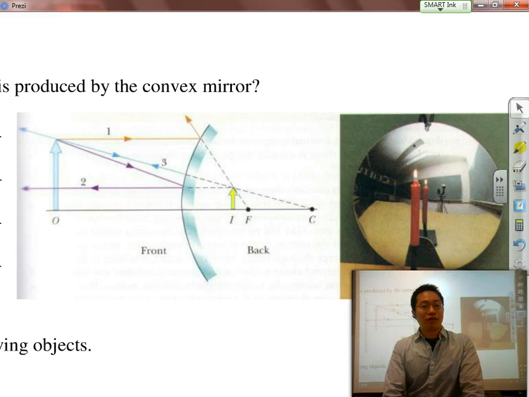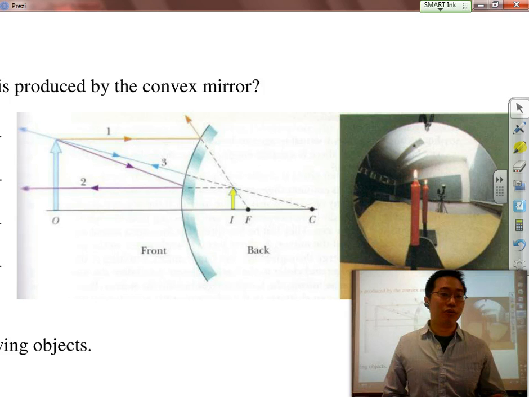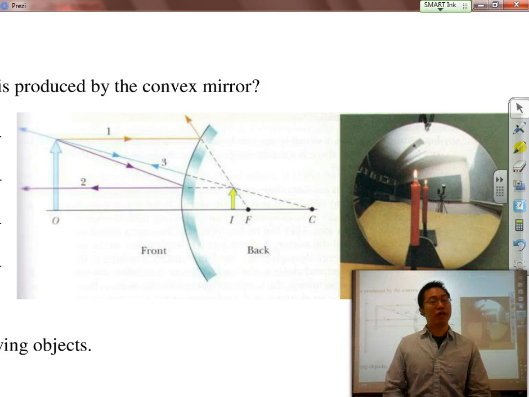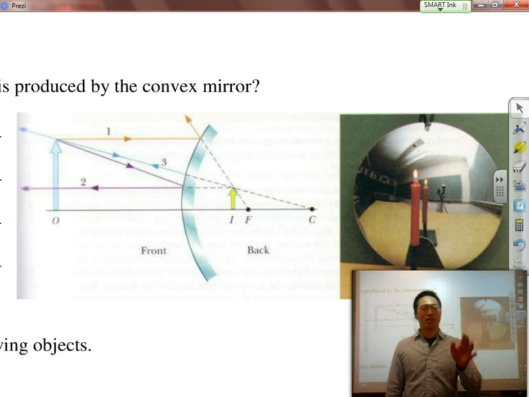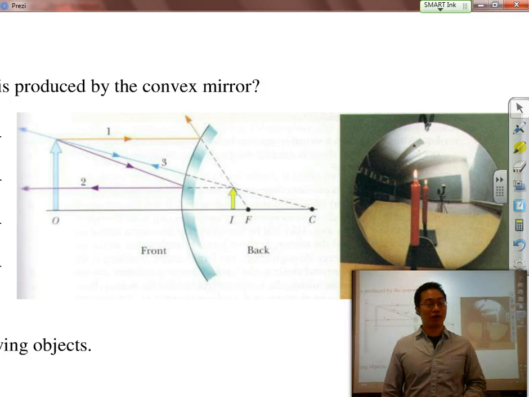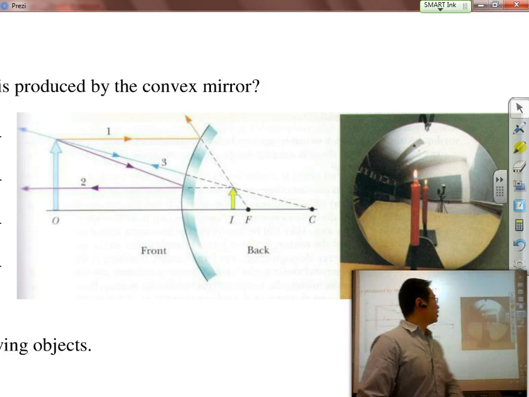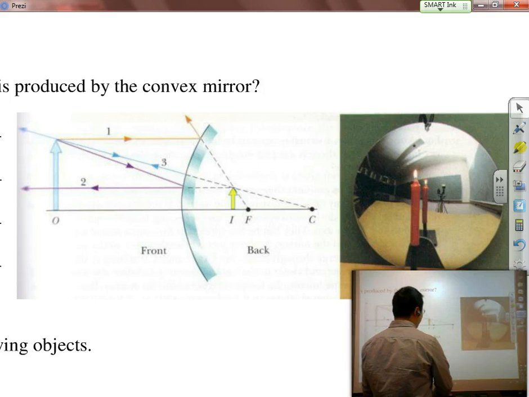And now we're going to move on to convex mirrors, about ray tracing convex mirrors and the rules that apply with convex mirrors. Okay, so all those rules that we just wrote down for concave mirrors don't apply to convex mirrors. But it's okay, because convex mirrors are very straightforward. They only have one rule.